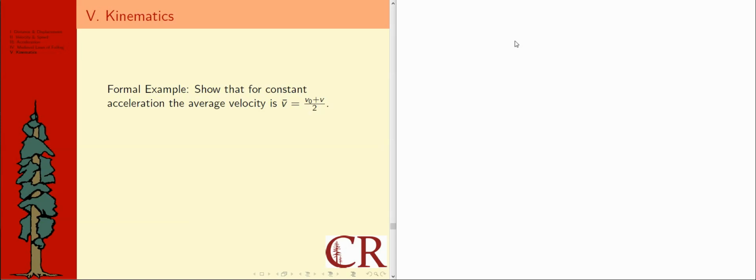Show that for constant acceleration, the average velocity is given by v naught plus v over 2. So recall that v with that little bar above it is another way of symbolizing average velocity and or average speed. So one way I could look at this, this is a formal example, so at some point I'm just going to show what's on the slide because these formal examples tend to get a little bit mathematical, but I often like to explore.